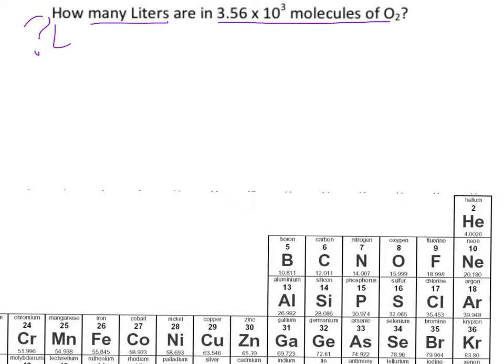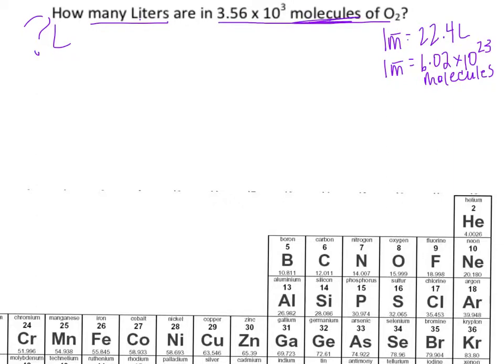So we've got two things going on here. We've got liters and molecules, which means we are going to use 1 mole equals 22.4 liters somewhere. And since molecules are particles, we know we're going to use 6.02 times 10 to the 23rd particles, but in this case it'll be molecules somewhere. So you're looking at what you're given and what you have to go to, and therefore what conversion factors you're probably going to need to use.